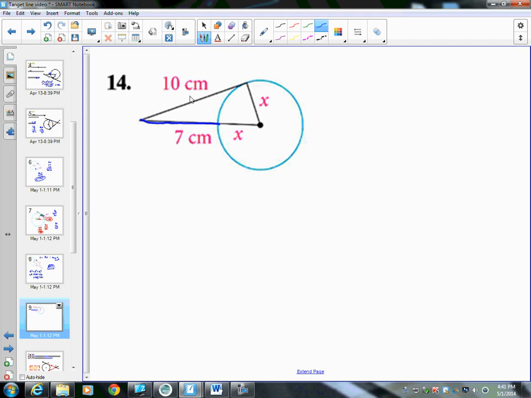Again, since it is a tangent line, it's going to make a right angle with the radius.